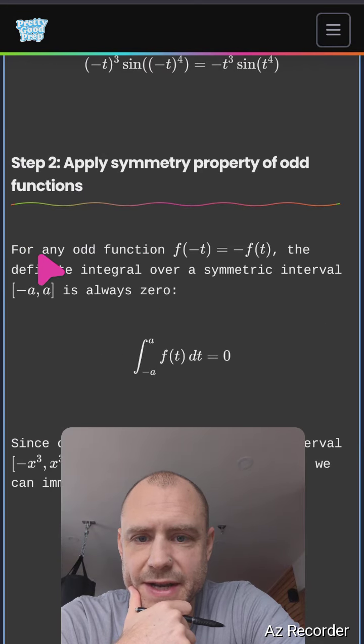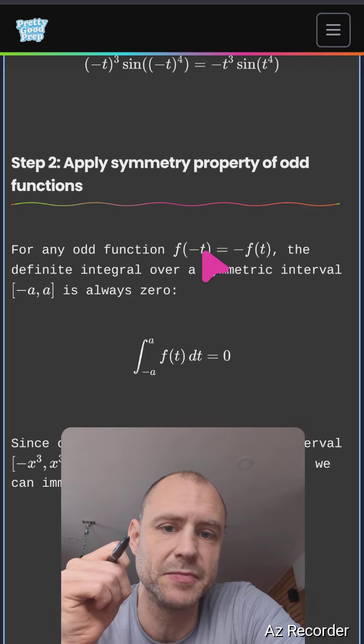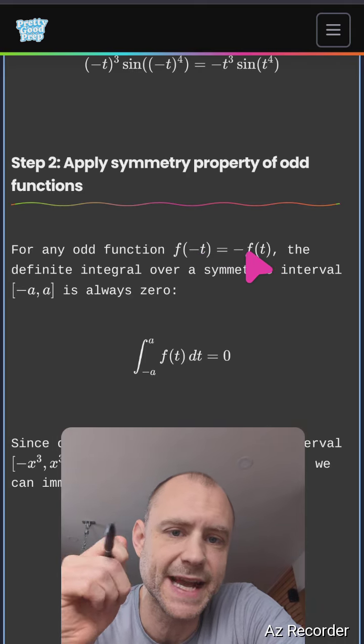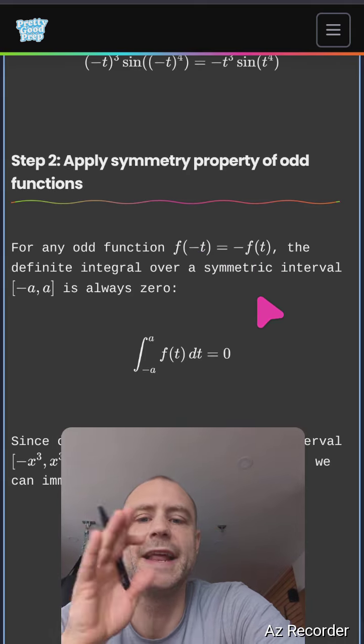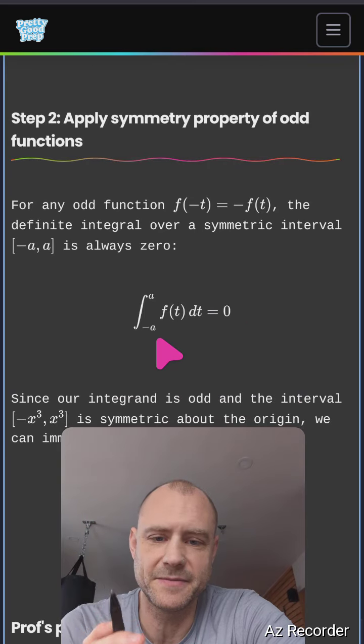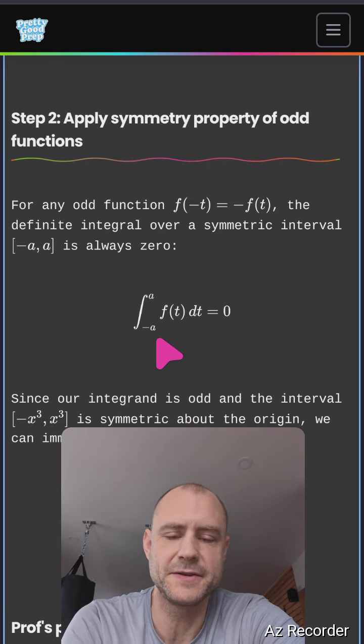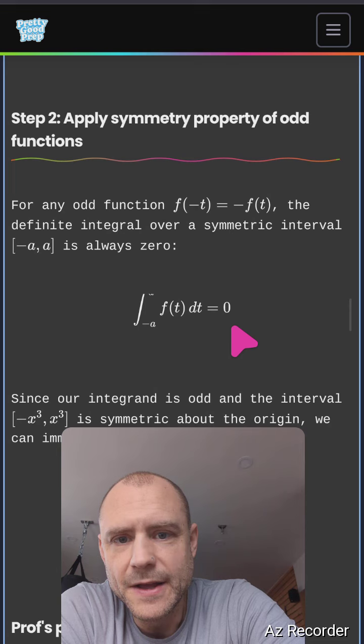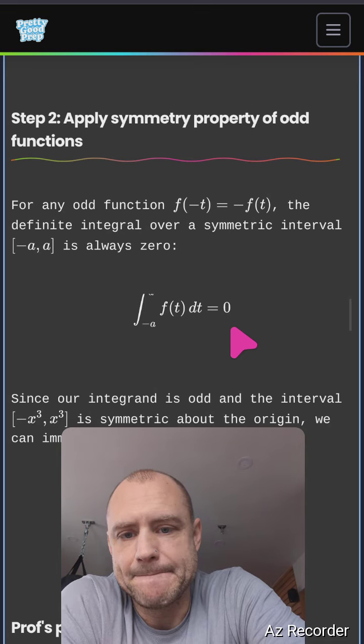And that's what they say right here. For any odd function, this is true. This is exactly what we just tested. We replaced all the t's with negative t's, and we got the negative of the original function. And if that's true, then if you integrate from the negative of a bound to the positive of the bound, the integral is 0. Okay, so that's basically the question.